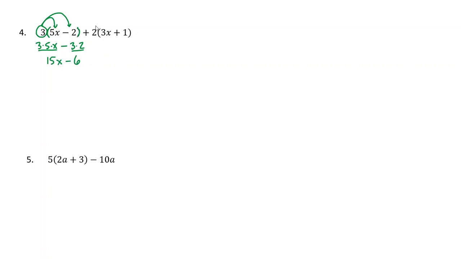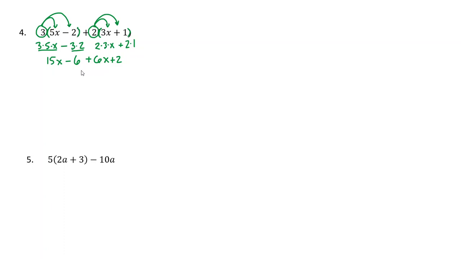Okay, now same situation here. We had a 2 outside the parentheses being multiplied by everything inside that parenthesis. So they're separate parentheses, so they don't get treated the same. 2 times 3x is 2 times 3 times x plus 2 times 1 is 6x plus 2. Now, 15x minus 6 plus 6x plus 2.